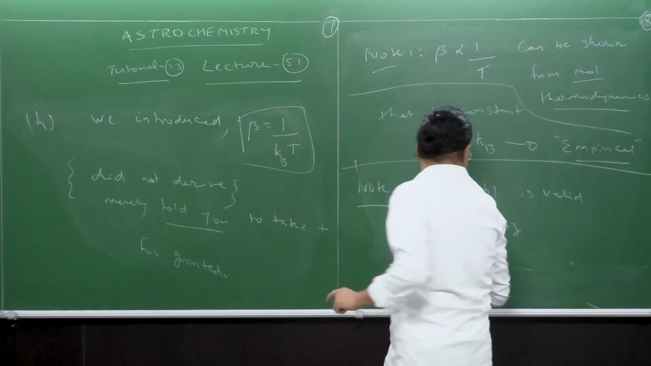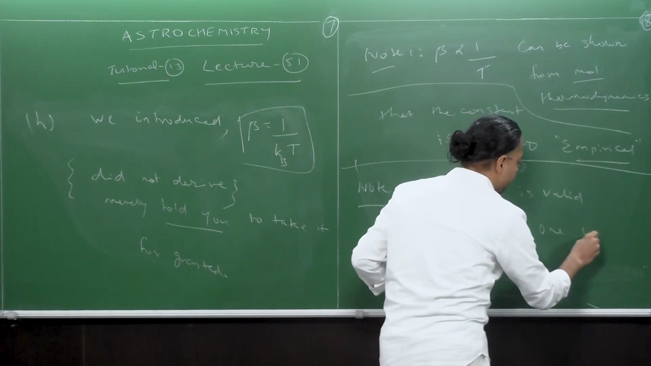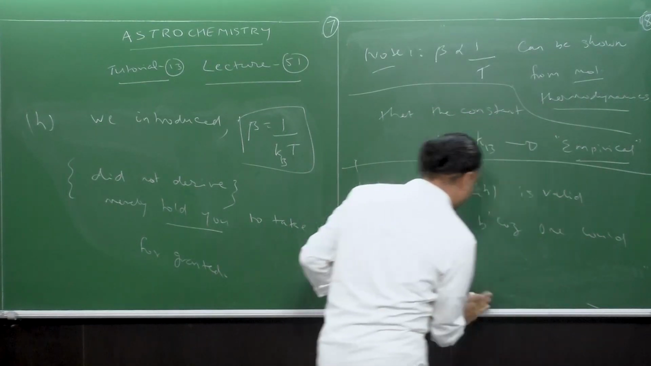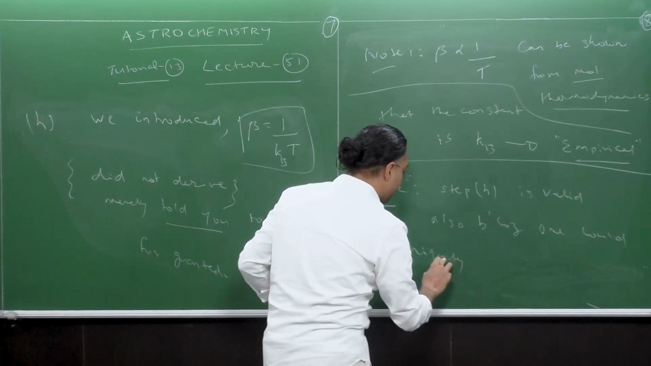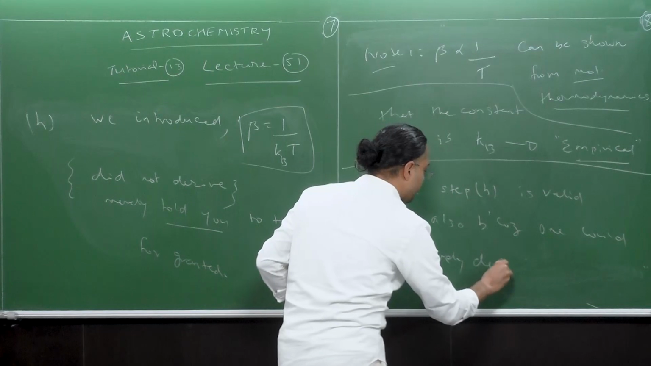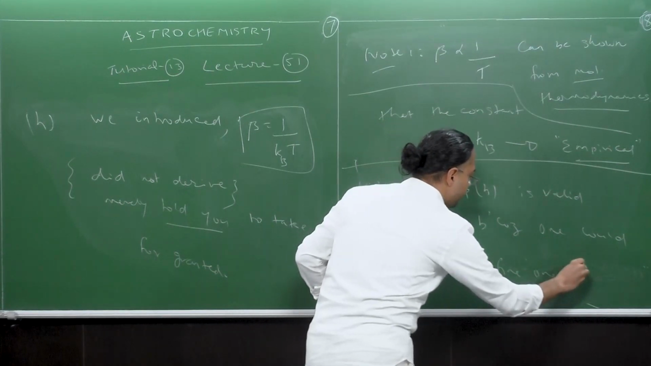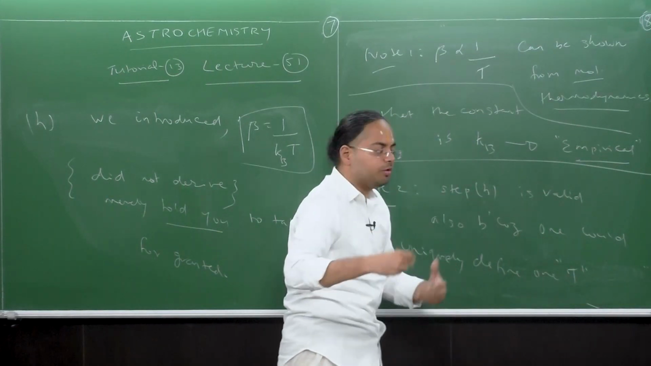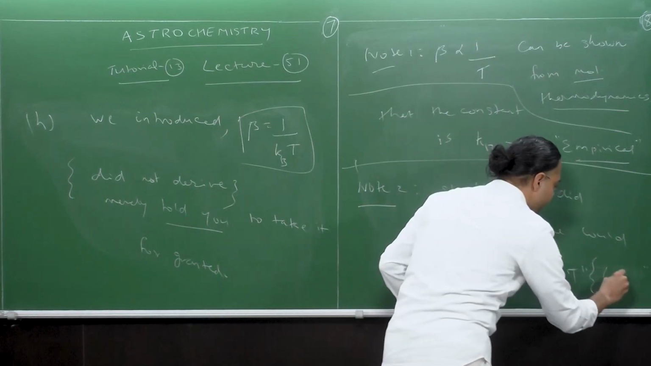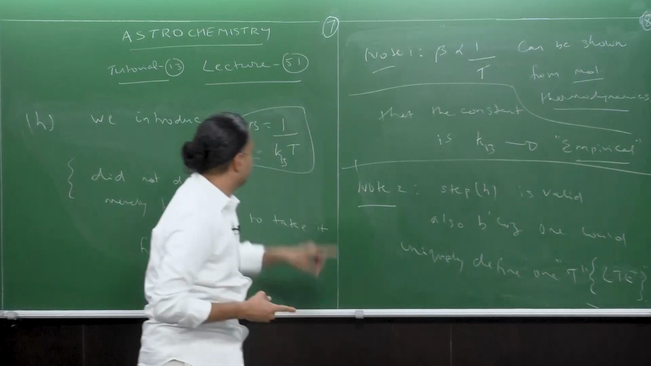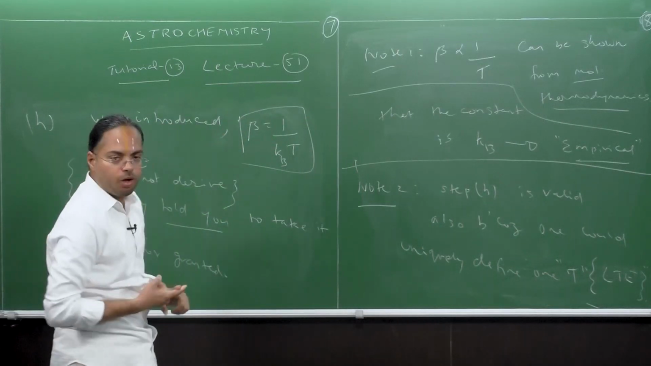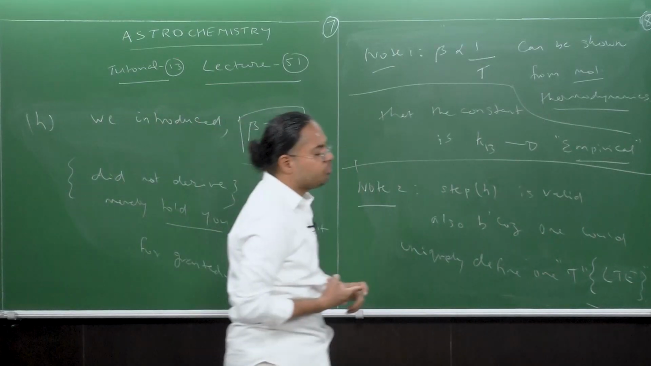One could uniquely define one temperature value for the system under local thermal equilibrium. Okay, that's the validity for this H. All right. So this is how we obtain the Boltzmann distribution.